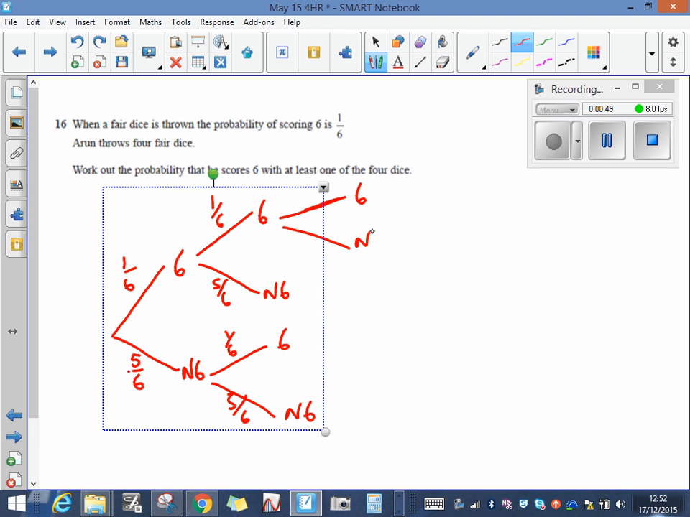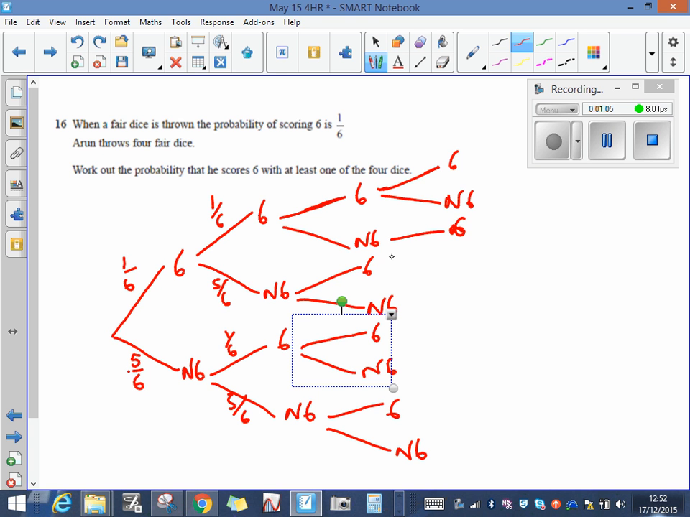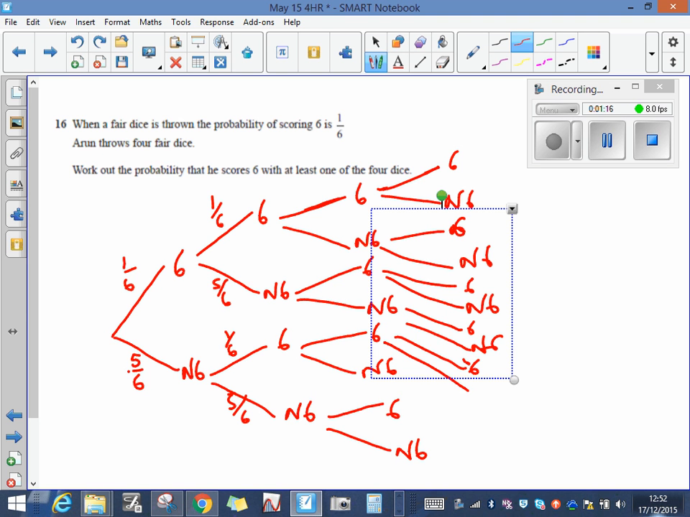So 6 and not 6, and 6 and not 6, and so on. You get the idea. And then he's going to do that again. So he's going to actually throw 4 times. So 6, not 6, 6, not 6, and so on. You get the idea.